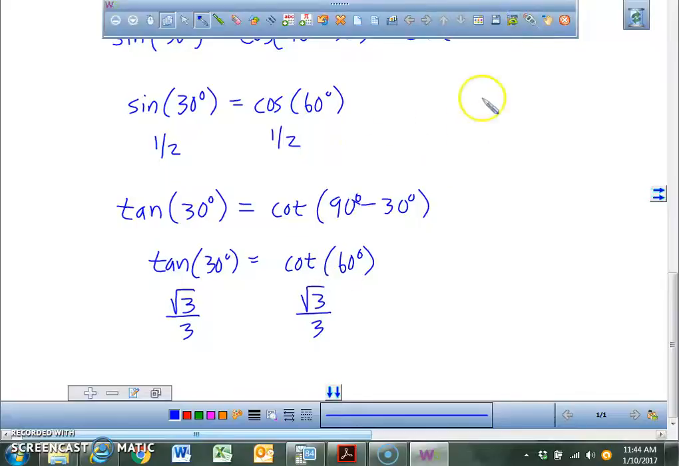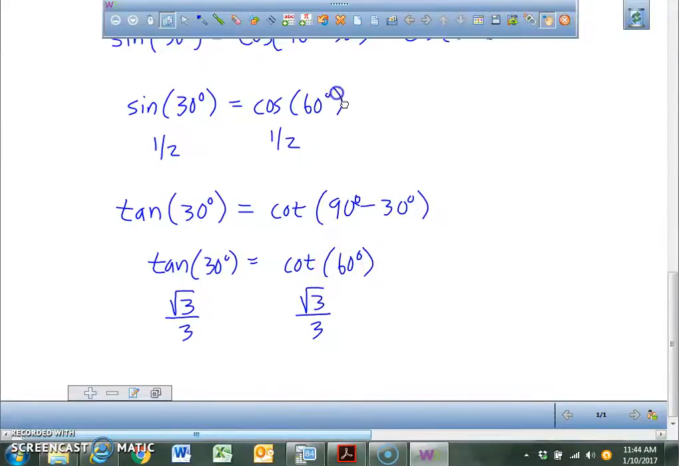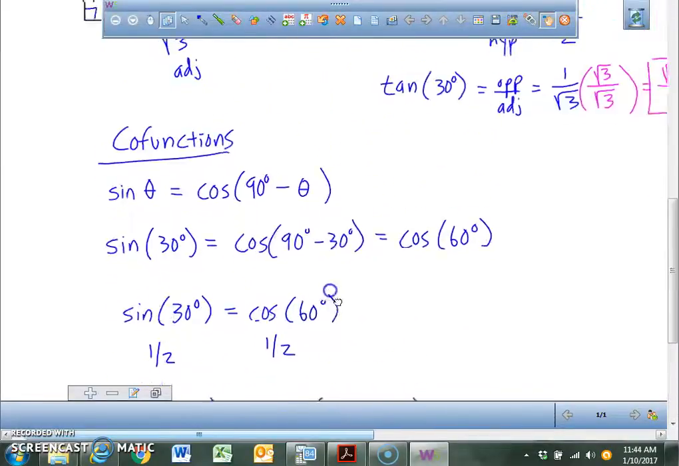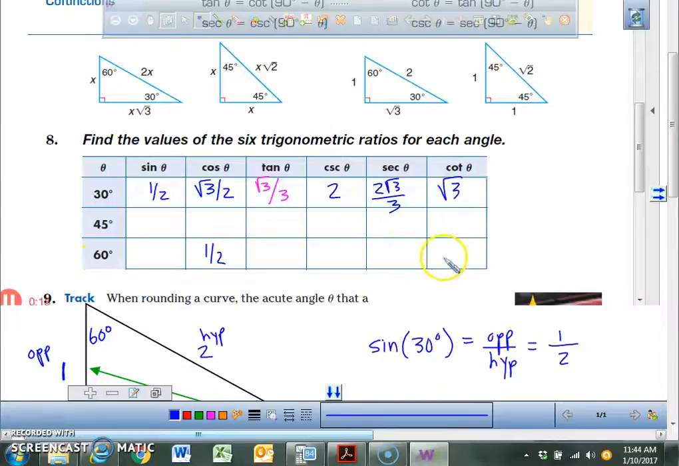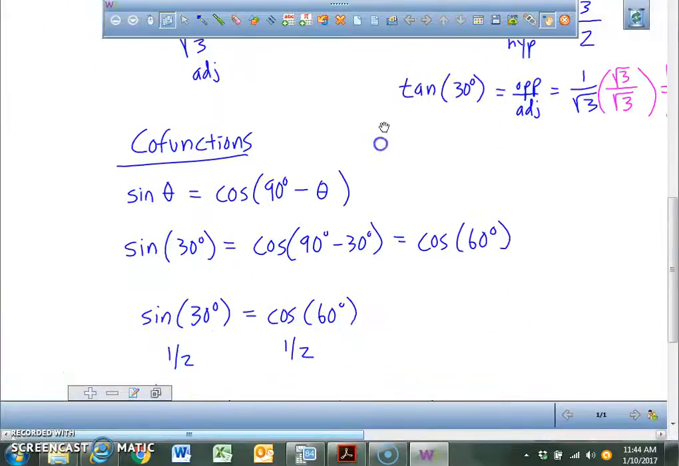So find in your table where it has the cotangent of 60. Cotangent of 60 is right here, so what are we going to put there? We're going to put radical 3 over 3. So you can use cofunctions to fill in the rest of your table. You notice how they're always complementary to each other? They always add up to 90.